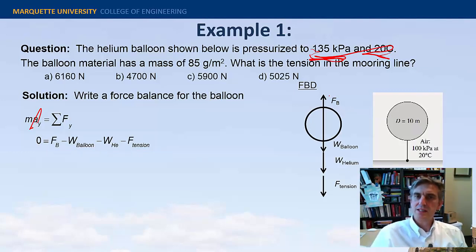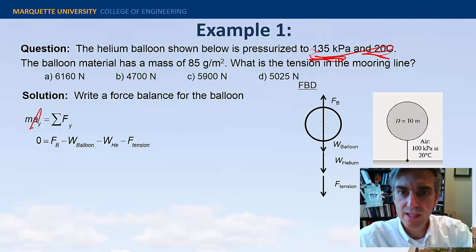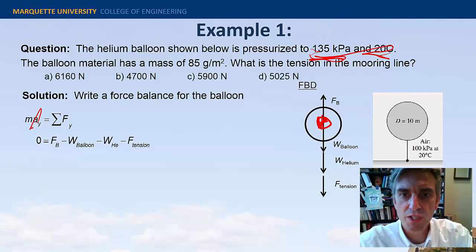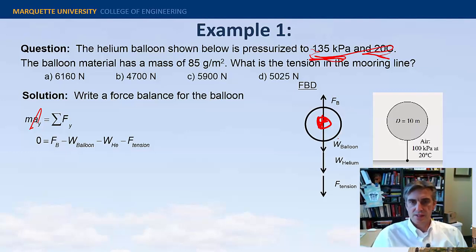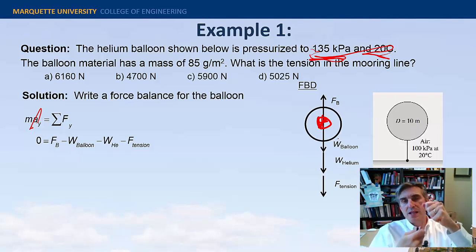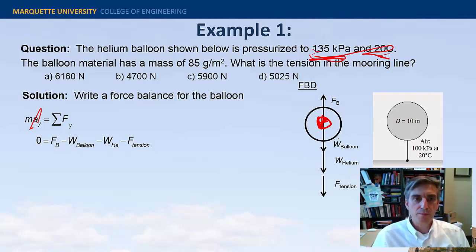So I have the buoyancy force that acts up, and given that this is a sphere that's completely submerged, that would mean that the centroid of that displaced fluid is also the center of the sphere. So it acts then at the centroid or the center of gravity. So the center of pressure is the same as the center of gravity for this case. Then there's the weight of the balloon acting down, that's the skin of the balloon, plus the weight of the helium inside, we have to include that. And then finally, the tension of the mooring line, which I'm thinking of as pulling down on the balloon, so I've got it drawn downward.